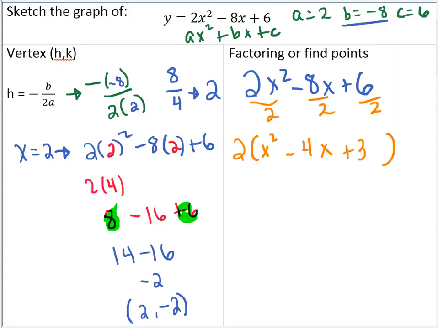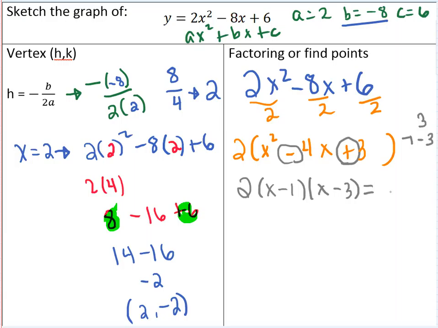Okay, so now let's factor. We look for the factors of 3, which is 1 and 3. They both need to be the same sign, which happens to be negative. Okay, so we have 2, parentheses x minus 1, parentheses x minus 3. We set it equal to 0 because we need to solve for x. So we have x minus 1 equal to 0, and x minus 3 equal to 0. If we solve each of those for x, this one is going to be x equals 1, and this one is going to be x equals 3.